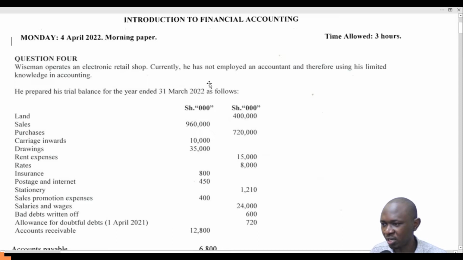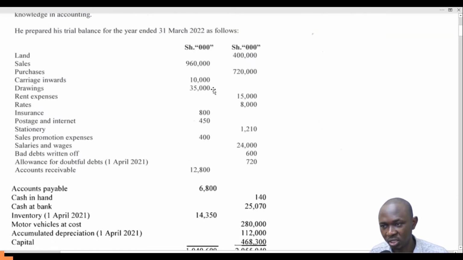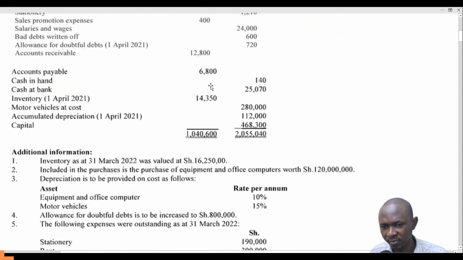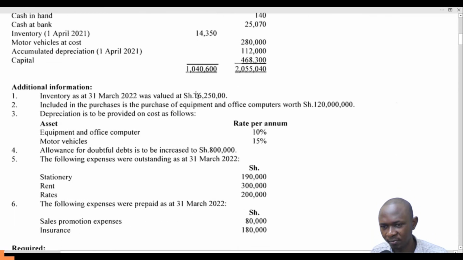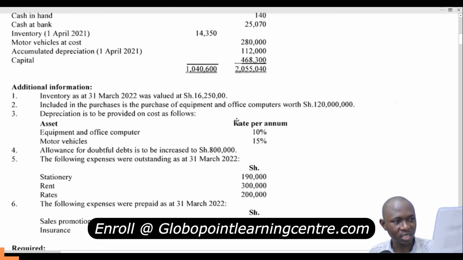Currently, he has not employed an accountant and therefore, using his limited knowledge in accounting, he prepared his trial balance for the year ended that. That is the trial balance. You can see the trial balance. Additional information: inventory as at 1st March 2022 was valued at 16,250,000. Let me just confirm this figure.